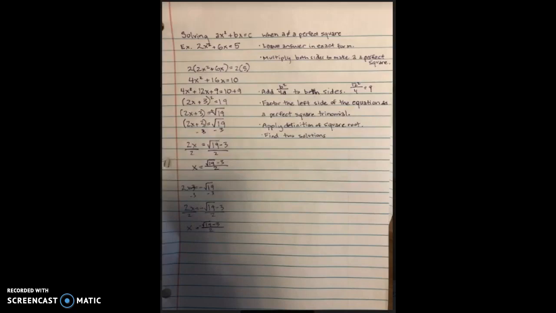Okay, now, what happens if a is not a perfect square? Well, we're going to do something very similar, but first we're going to start off by multiplying both sides by a number that would make our a a perfect square. So in this case, we have 2. 2 is not a perfect square, but if we multiply this by 2, then it will be 4.